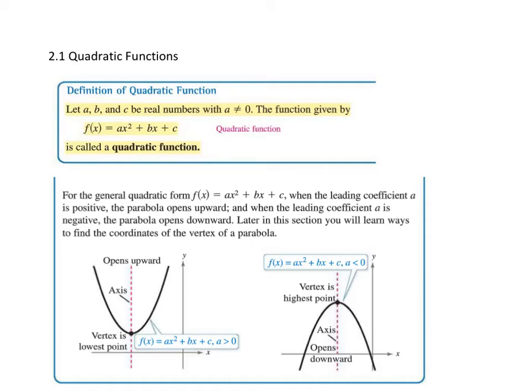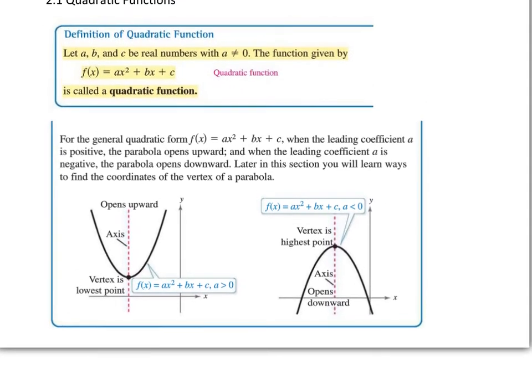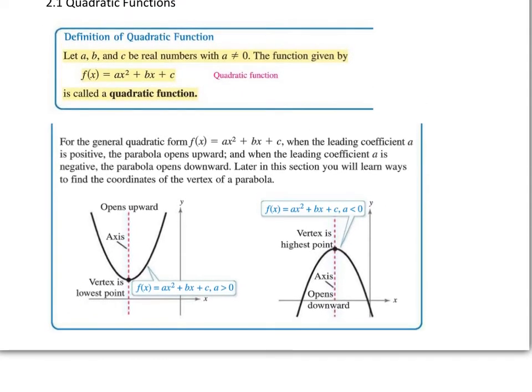Next type of function we're going to dig into are quadratics. Most of you have worked with these before. A quadratic function has the highest degree of 2, ax squared plus bx plus c. For standard of what it looks like, it's a parabola. It either opens up or down. This is determined by whatever a is.